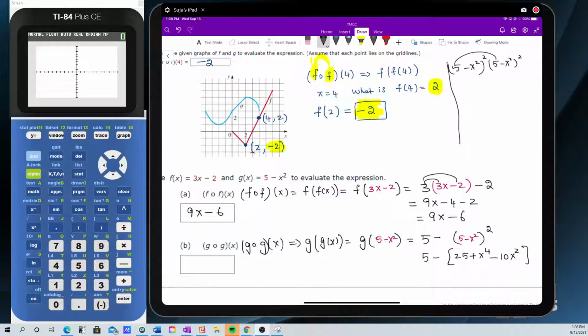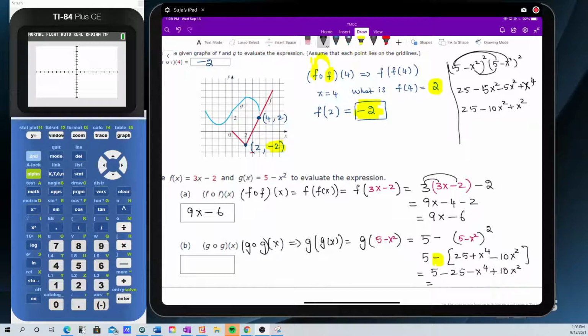So it's 5 times 5 is 25, negative 5x squared, and then I have a negative 5x squared, then I have a plus x to the 4th. So if I combine the middle two terms, I get 25 minus 10x squared plus x to the 4th, and that's what I have here. And it's in different spots. So now the next part is to take this negative sign and distribute it throughout. So it will be 5 minus 25 minus x to the 4th plus 10x squared.